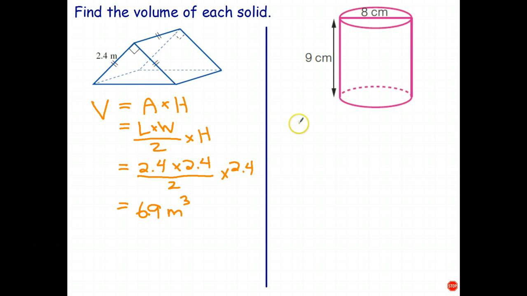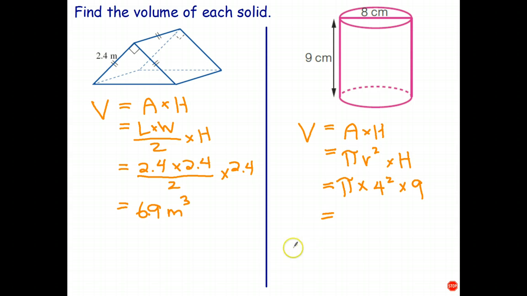Okay, starting this one the same way. Volume is area of the base times the height. Now, in this case, the base is a circle, and the formula for the area of a circle is pi r squared. So replace A with pi r squared times the height. Substitute. Okay, always have to be a little bit careful here. The diameter is 8, so the radius is half of that, which is 4. And the height of the prism is 9.